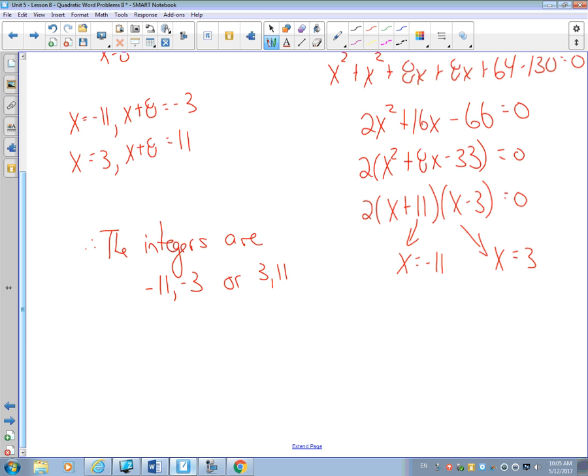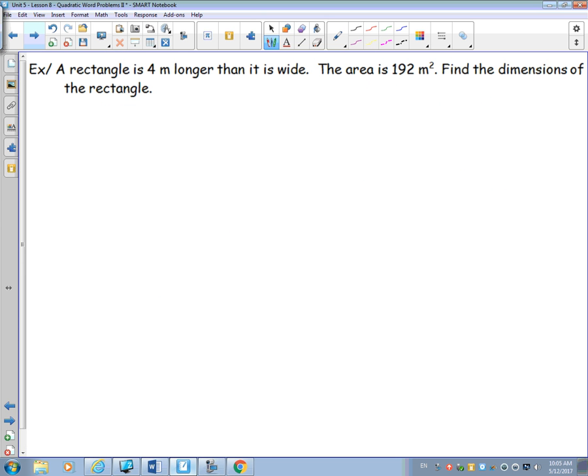Okay, so there's some number problems. Pretty easy to set up in general. Let's talk about some shape ones. Let's start with a nice simple one. The rectangle is 4 meters longer than it's wide. The area is 192. Find the dimensions of the rectangle.